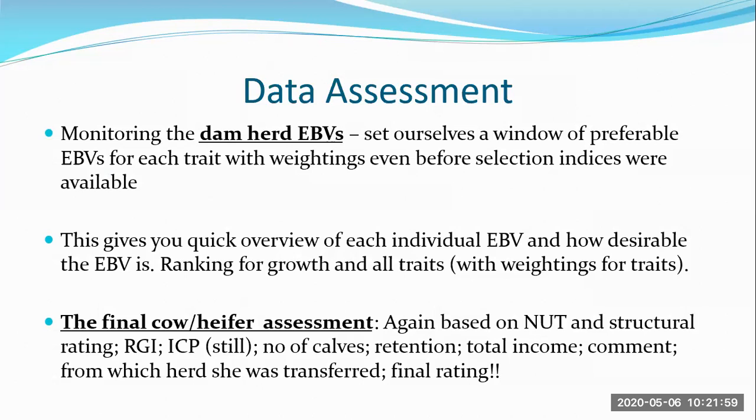The final cow and heifer assessment, where she goes, into which herd, or if she's taken out, I've referred to it just now. It depends on the navel, udder, and temperament structural scoring, the range and grazing index, which gives a good index of all the EBVs for a particular environment and for a particular market. The intercalving period we are still using, we will change that in time to days to calving. The number of calves are important, the retention is important, and the total income is important. And then we get a final rating for each cow.